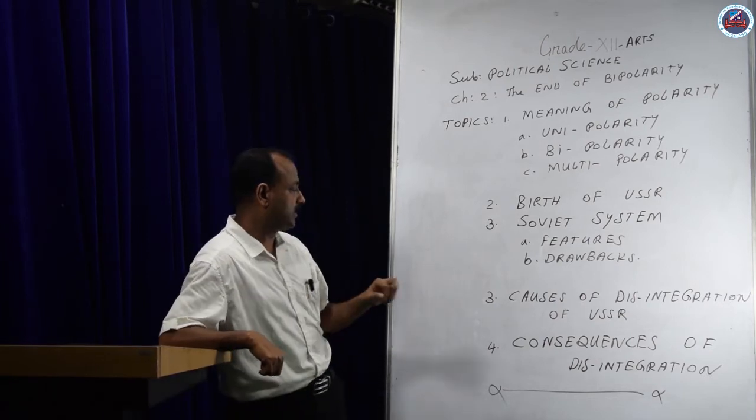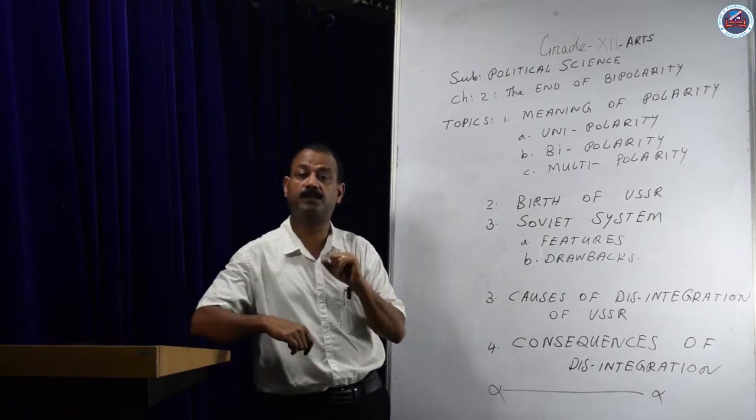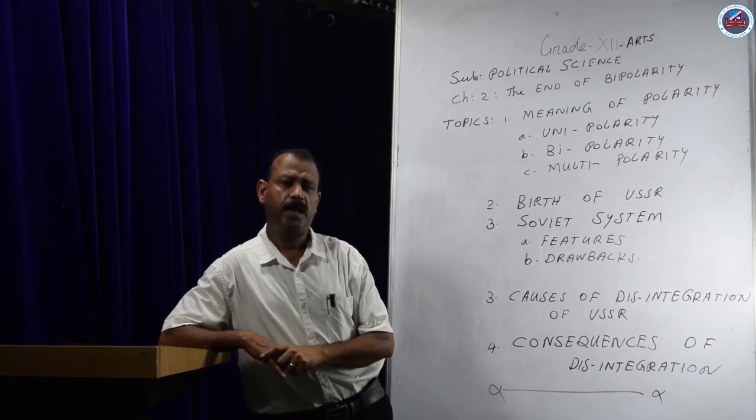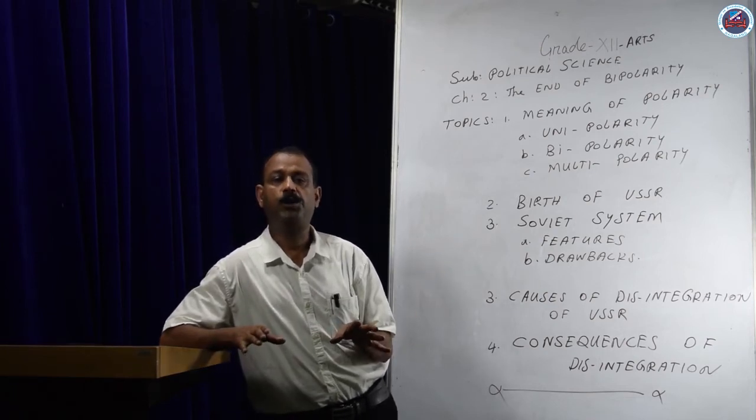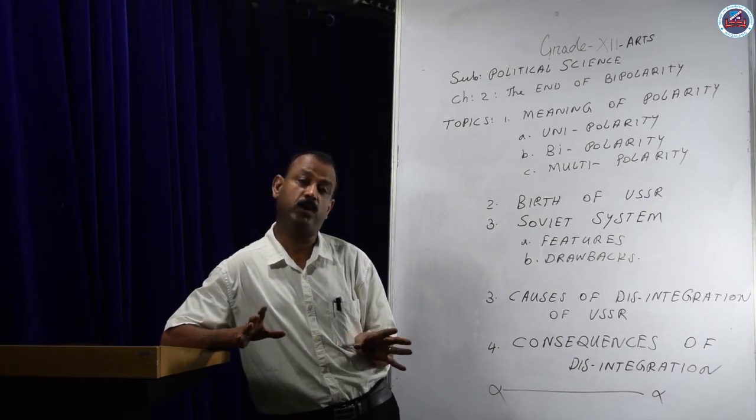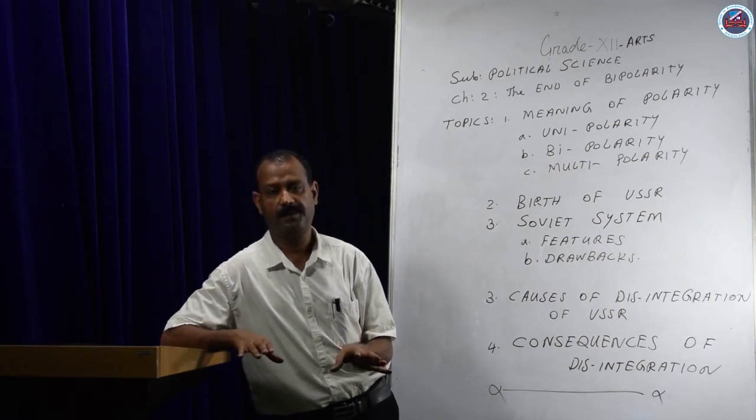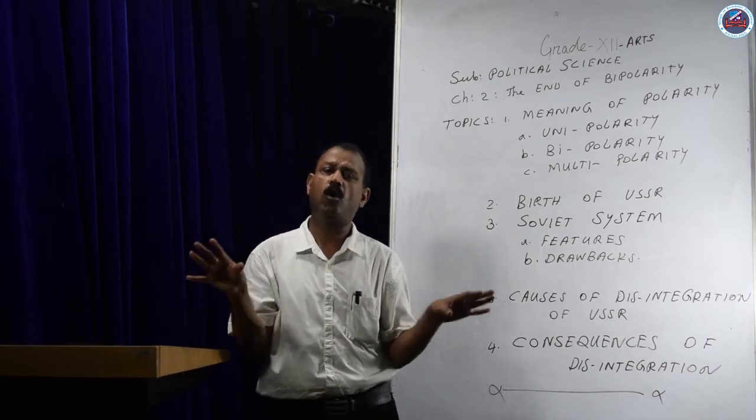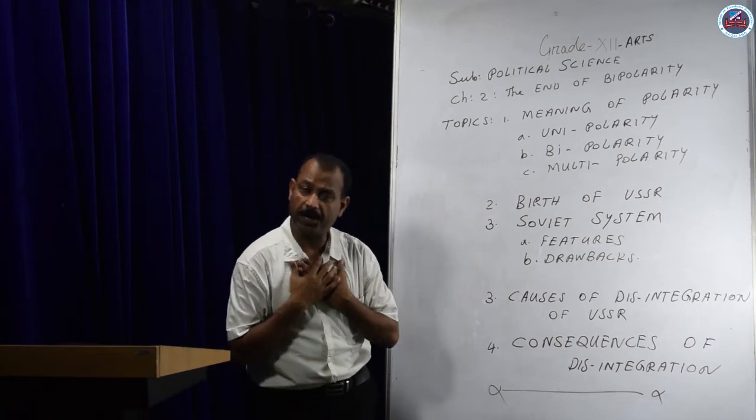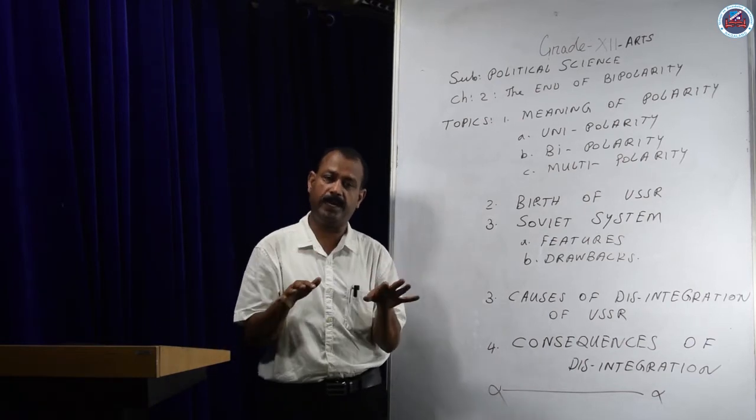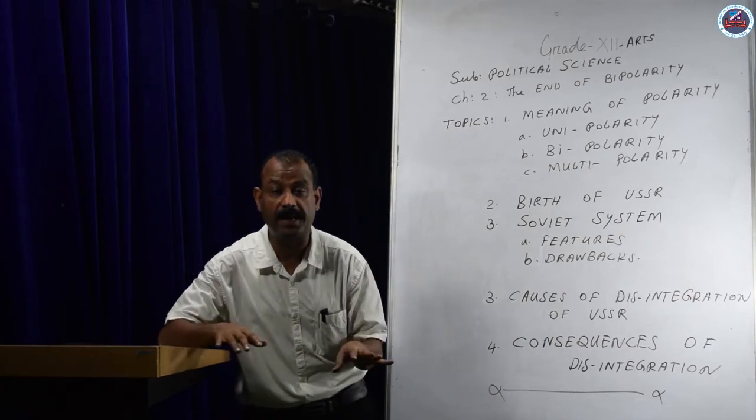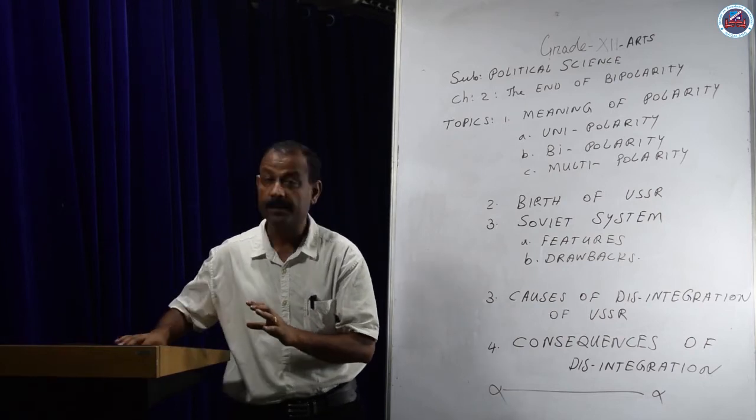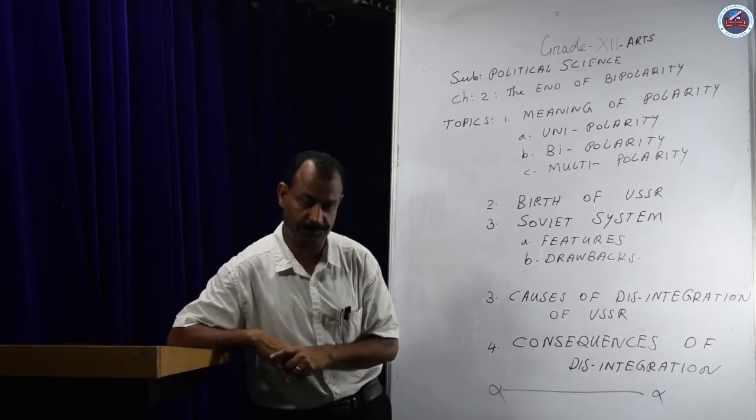The first reason for the disintegration of USSR was a stagnant economy. As I said, in USSR, almost all the means of production were owned by the government. People took it very casually. There was no competition. There was no ownership. So slowly, the whole economy declined and became stagnant. And that was one reason why the USSR got disintegrated.